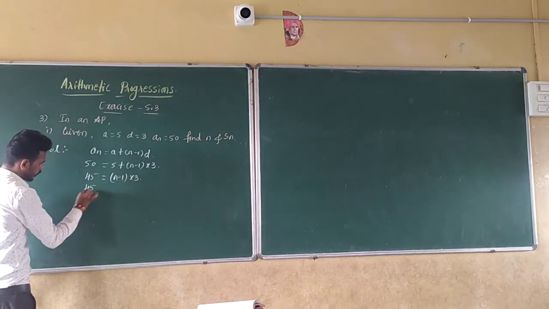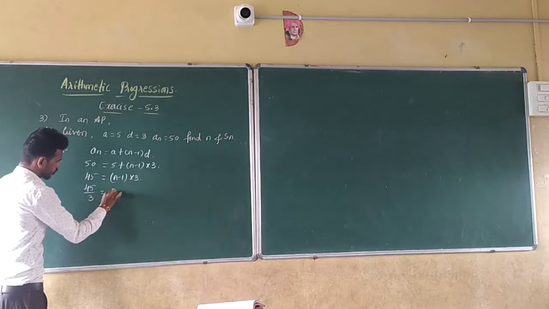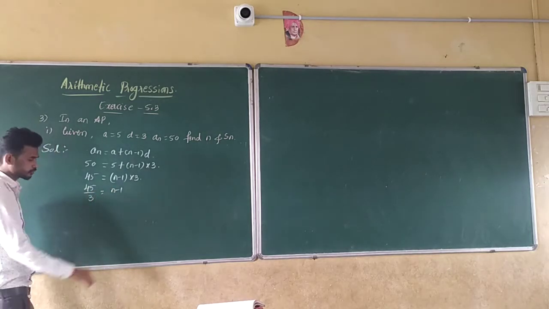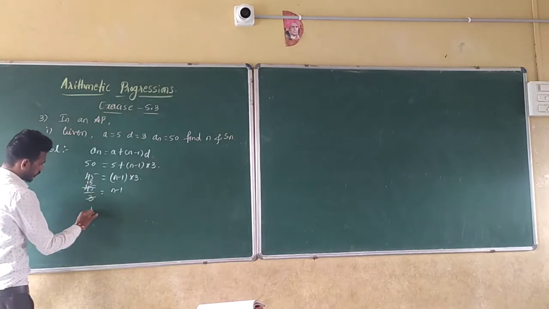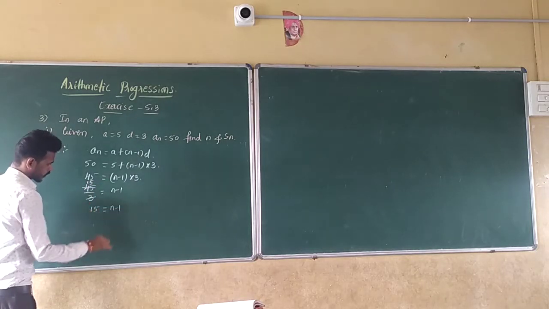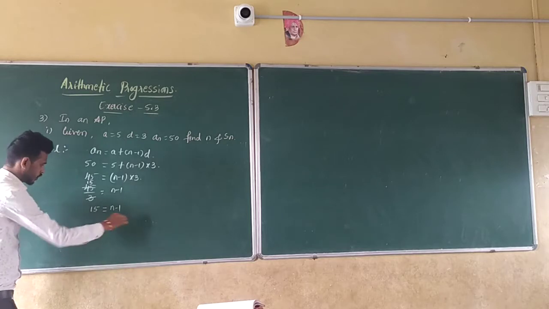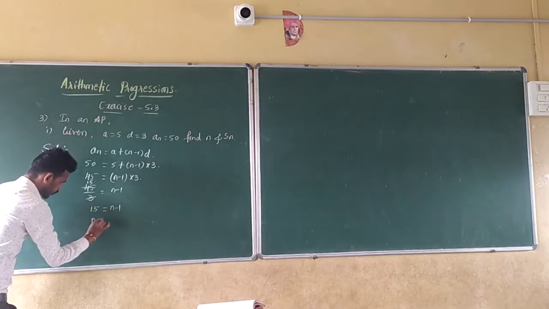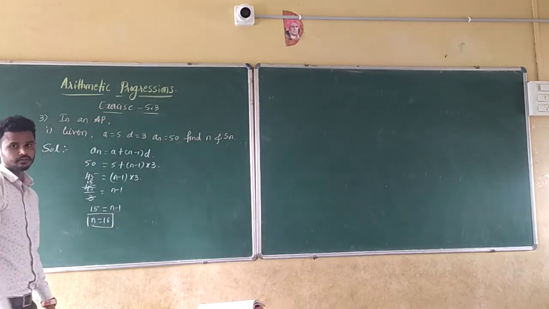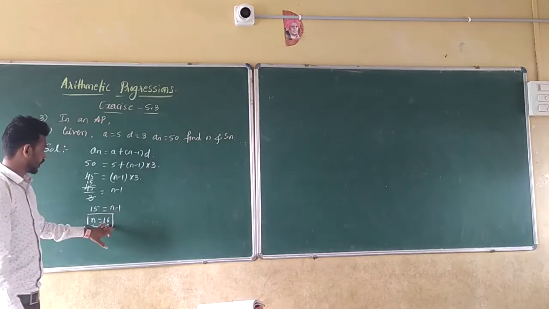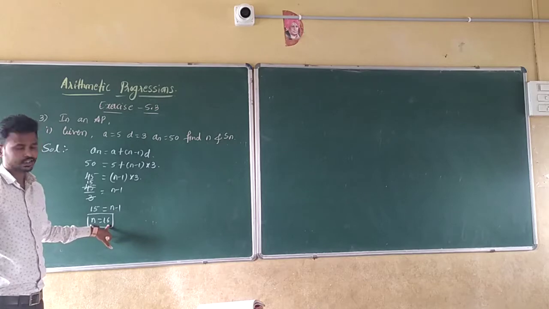So now 45 divided by 3 is equal to n minus 1. 3 fives are 15. So 15 is equal to n minus 1. So n is equal to how much? 16. So n is equal to 16.